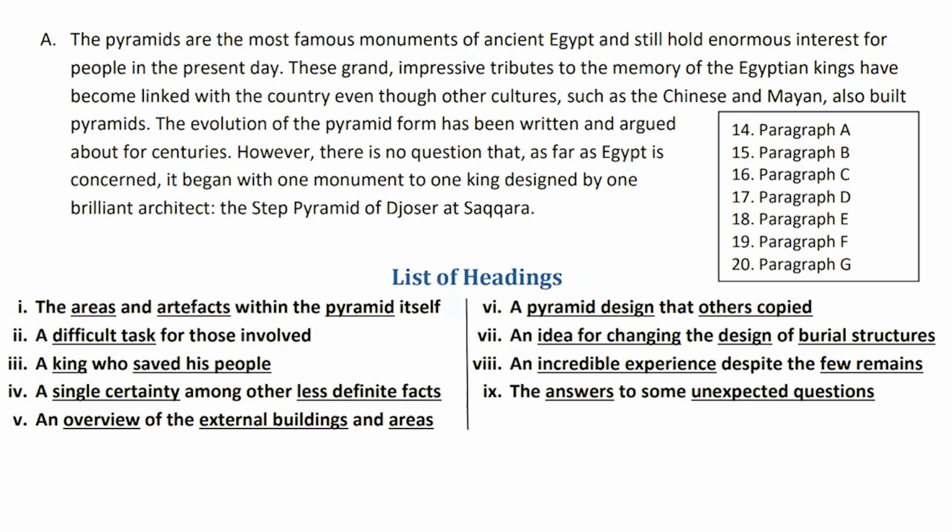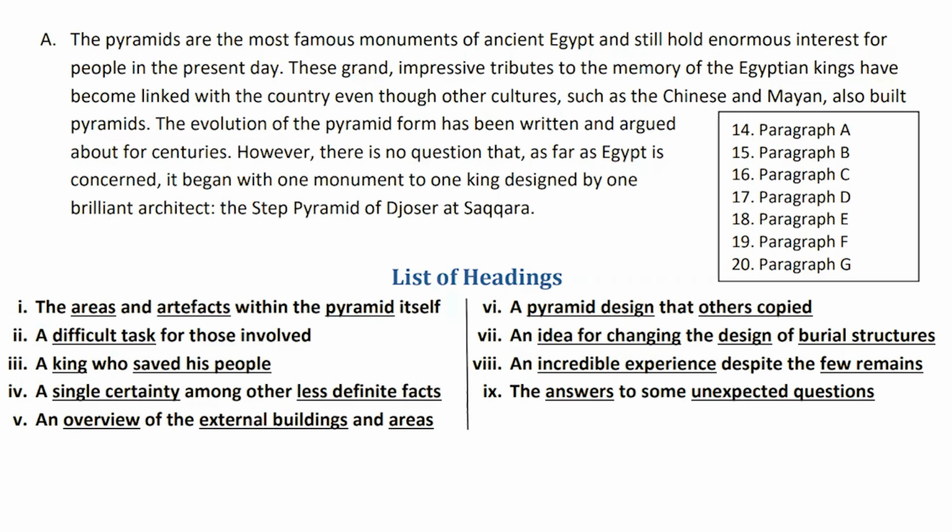Eighth, we have incredible. Incredible is a very fascinating, incredible experience which you cannot forget. Despite a few remains. Despite means they are very less, remains left. Now, last is answers to some unexpected. Unexpected is important, then answers, questions. So, friends, when I have read this, and today you will also agree, you will be able to recall at least 40-50% of what you have done just now.